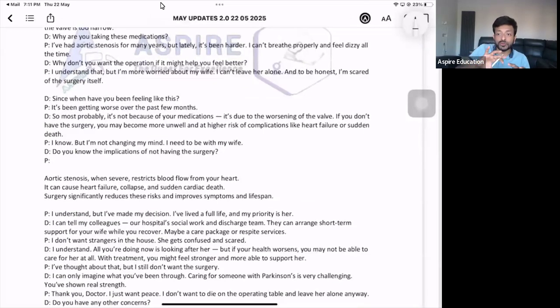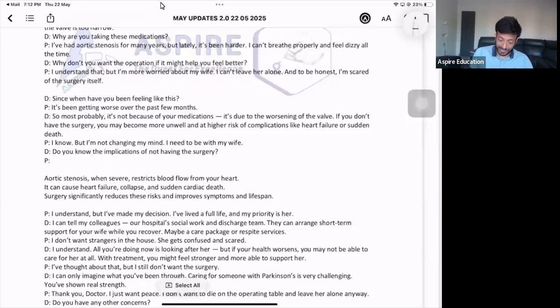Now what you have to do is solve this. Now the wife has got Parkinson's. So what do you think you can do for the wife? We can offer more help, isn't it? We can put you in contact with some organization who can look after your wife for the time being when you're going to go for your surgery. So that is the main thing.